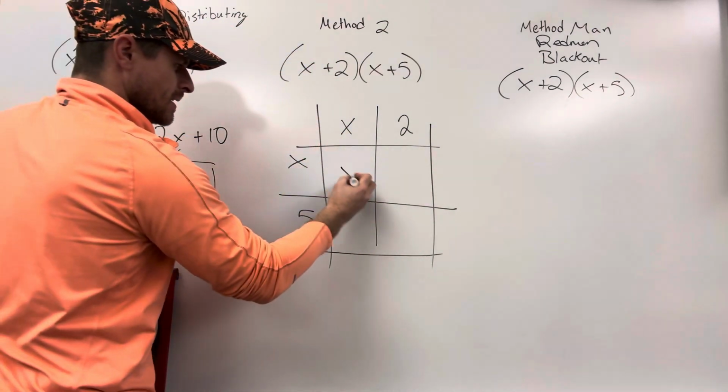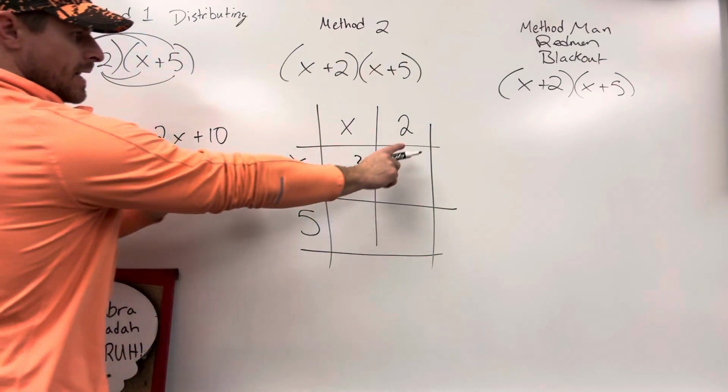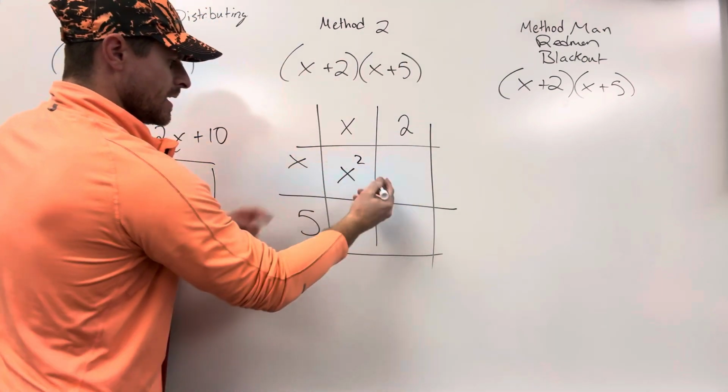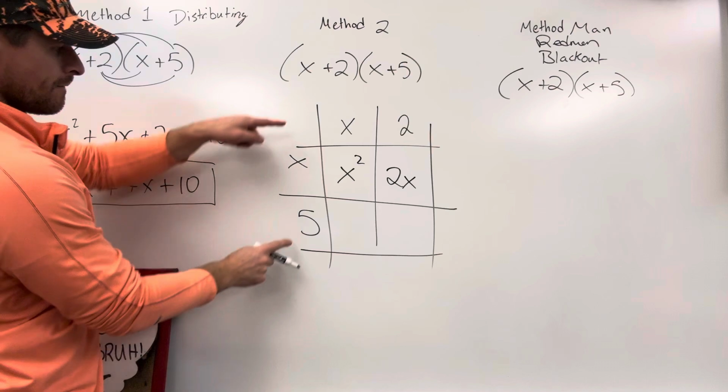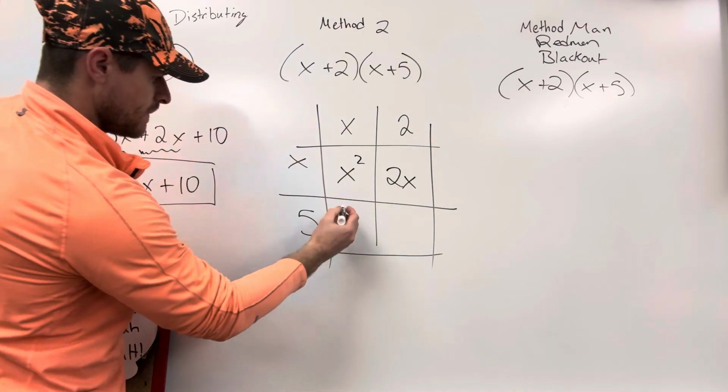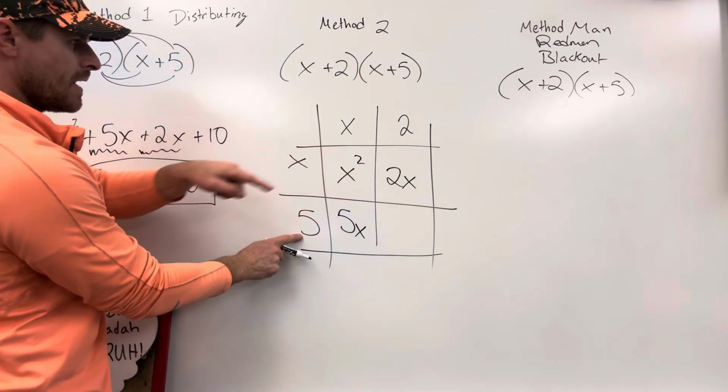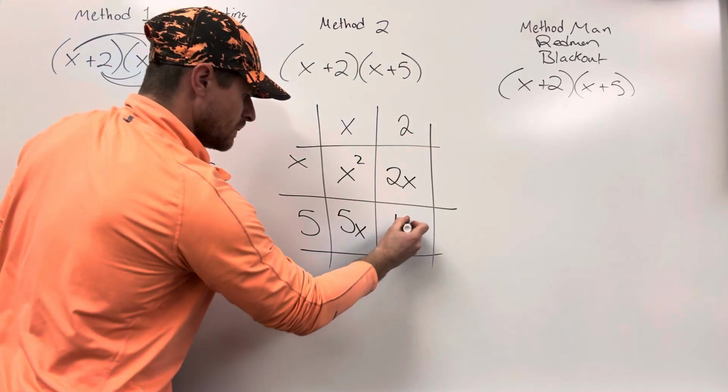x times x gets the x squared. Then I have to do 2 times x meeting right here. That's going to give me 2x. 5 times x is going to meet right here. That's going to give me 5x. And then 5 times 2 is going to meet right there, leaving me with 10.